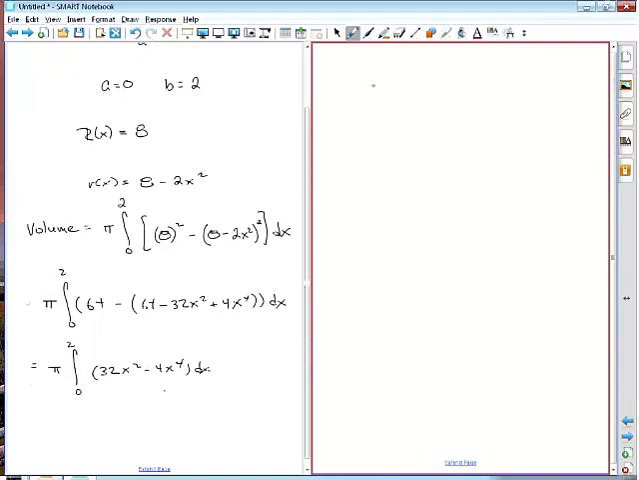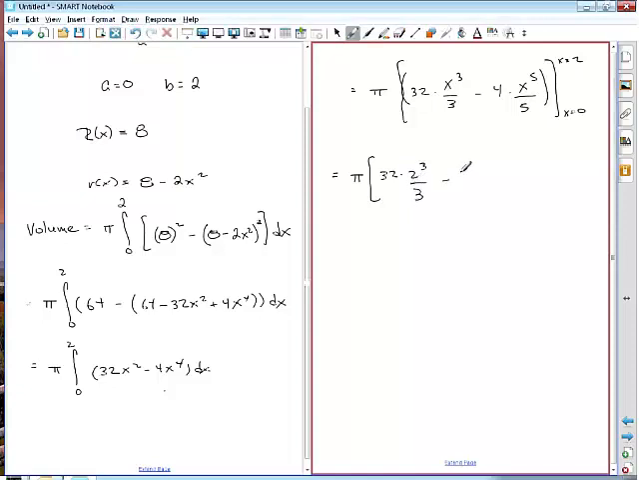So now we integrate. So we have pi times 32. The integral of x squared is x cubed over 3. The integral of x to the fourth is x to the fifth over 5. And we evaluate the integral from x equals 0 to x equals 2. So plugging that in, we get 32 times 2 cubed over 3 minus 4 times 2 to the fifth over 5.